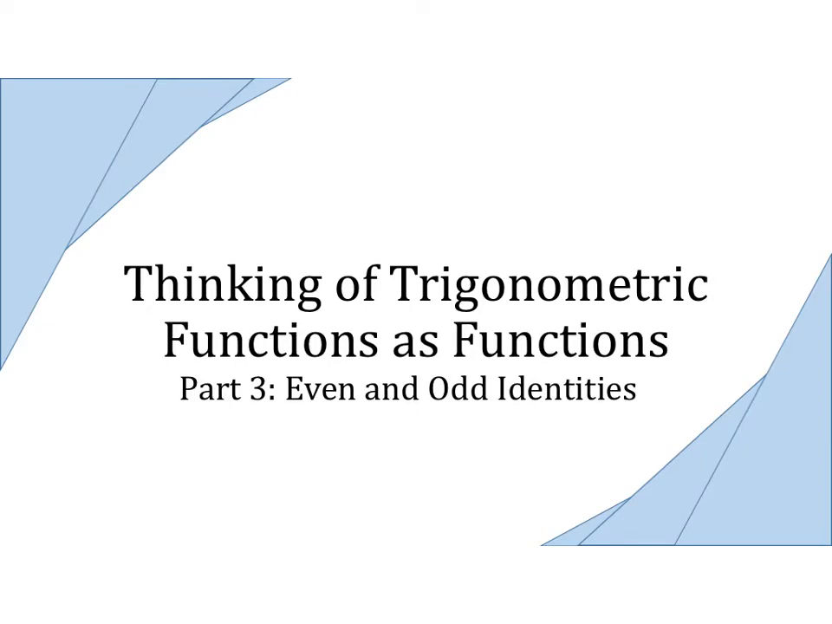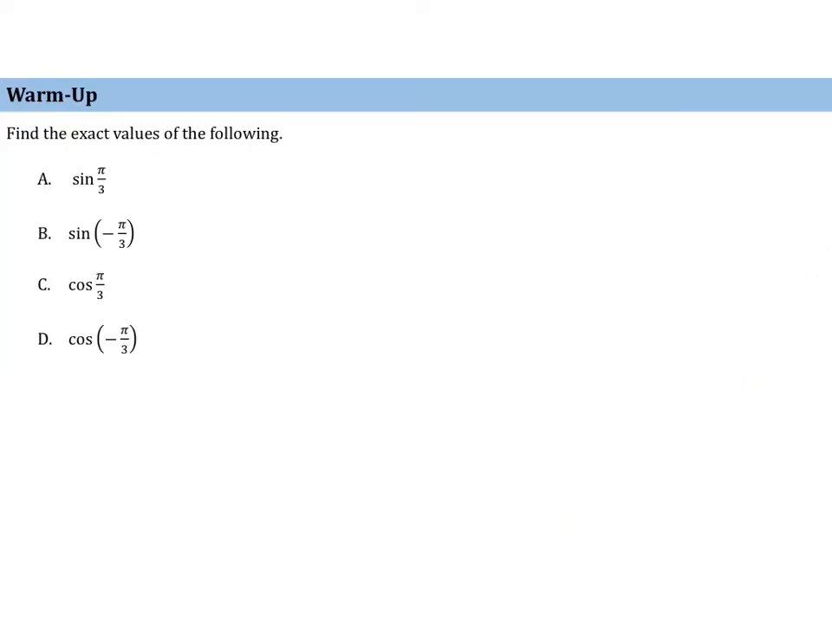As we continue to think of trigonometric functions as functions, we will pick up another set of identities called the even and odd identities, which relate back to our concept of even functions and odd functions. Now, to begin this conversation, let's look at a warm-up.